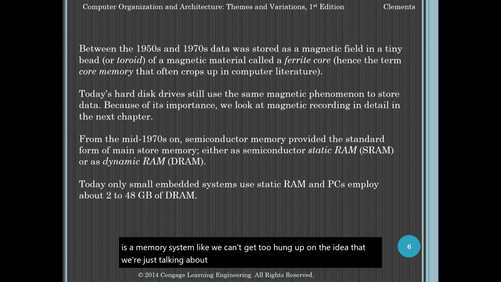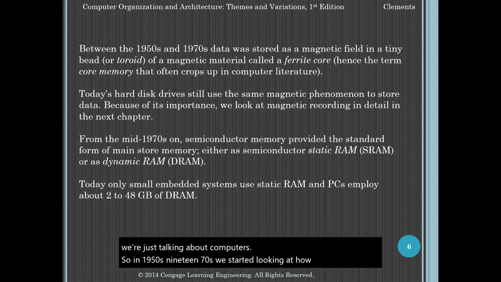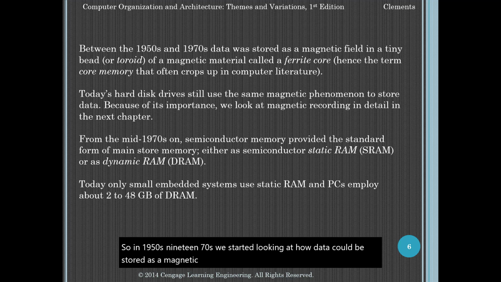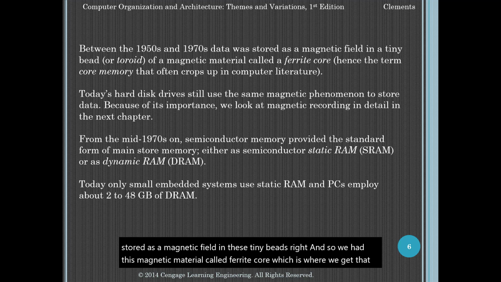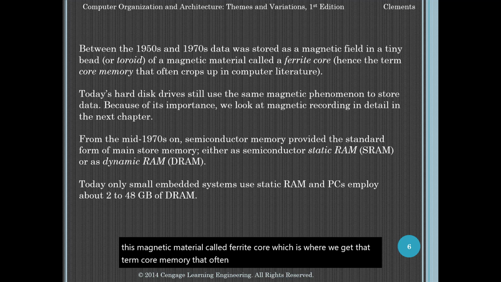In the 1950s through the 1970s, we started looking at how data could be stored as a magnetic field in tiny beads. We had this magnetic material called ferrite core, which is where we get the term core memory that sometimes crops up in computer literature. Today's hard disk drives still use the same magnetic phenomenon to store data. We haven't really changed anything about how that works because, honestly, magnetism is just a property of nature.